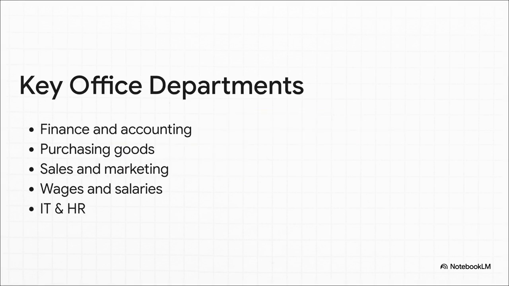To keep the chaos totally at bay, this central hub gets sliced up into specialized departments. You've got finance and accounting crunching the numbers, you have purchasing bringing in the raw goods, sales and marketing are out there trying to drive revenue, then you have the critical internal functions: wages and salaries ensuring employees actually get their paychecks, information technology keeping the digital lights on, and human resources managing the people. These departments handle all the vital daily duties, like making sure customers get billed and orders are placed that allow the collective goal of the whole organization to actually be reached.